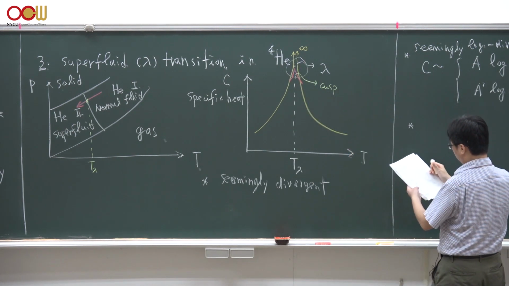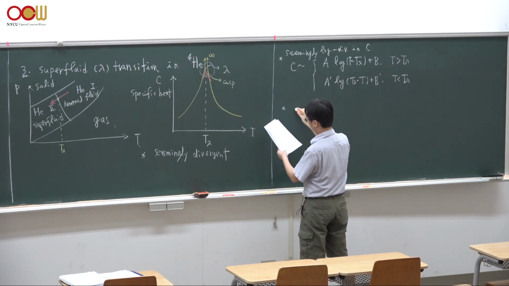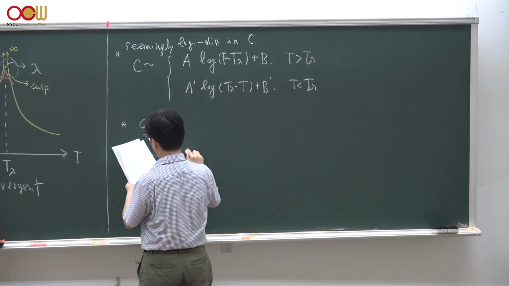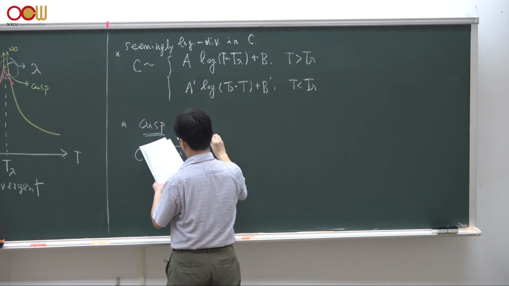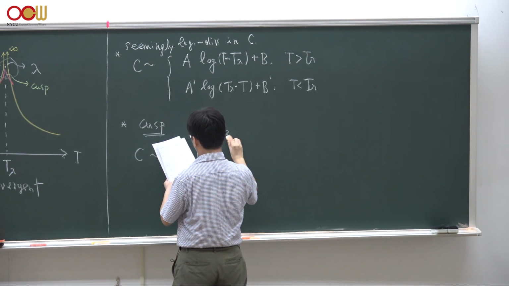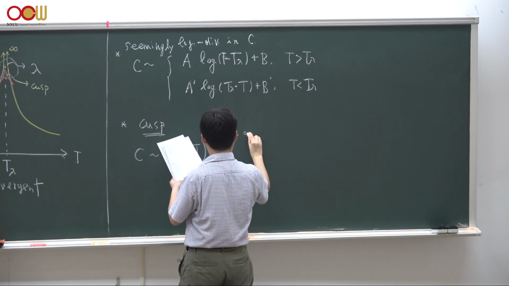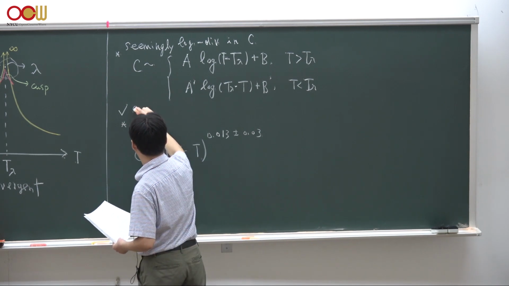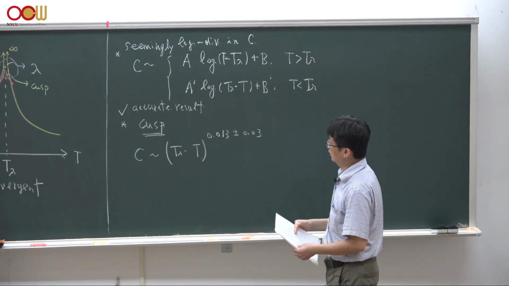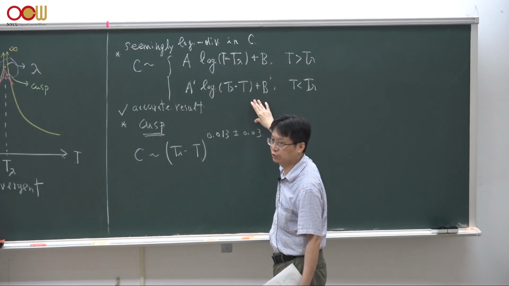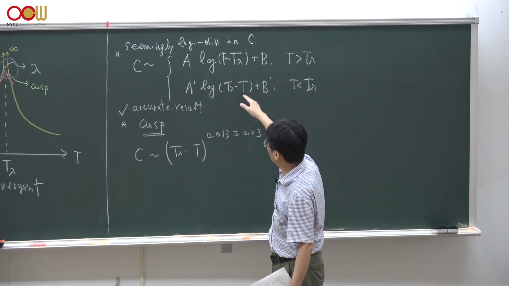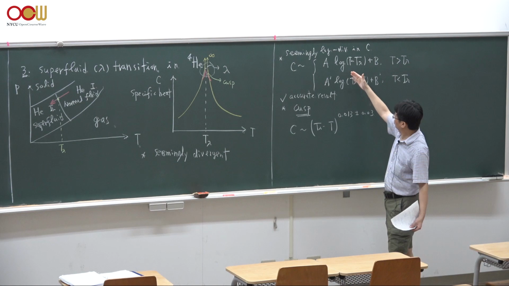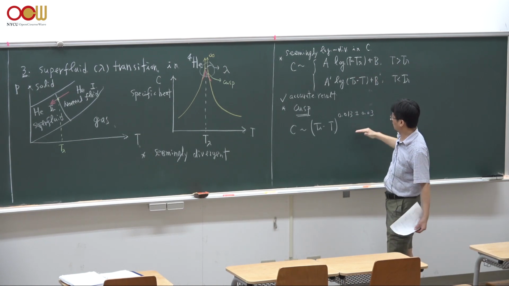So the behavior of the cusp is a power law. So C is proportional to (T lambda minus T) to the power of 0.013 plus or minus 0.03. So that's the more accurate result. This kind of singularity is really tricky because you could very well fit this seemingly divergent curve by two different functions. One is a log, another is a power law.